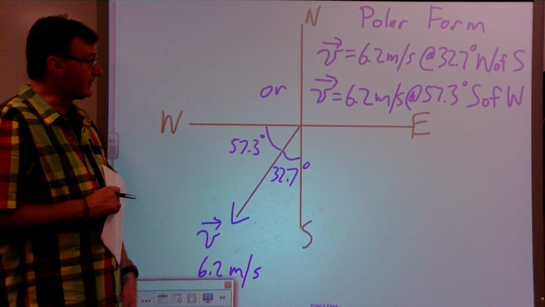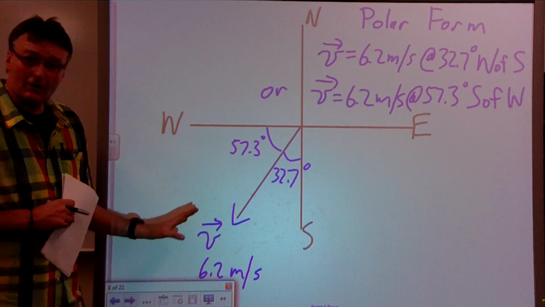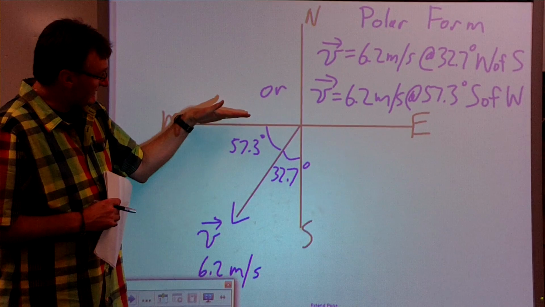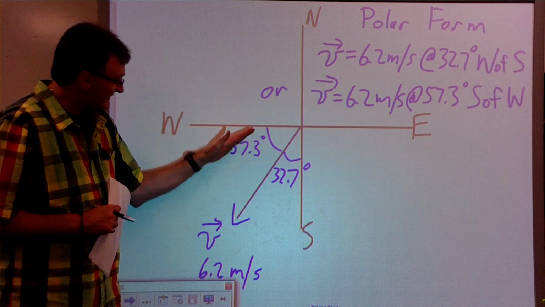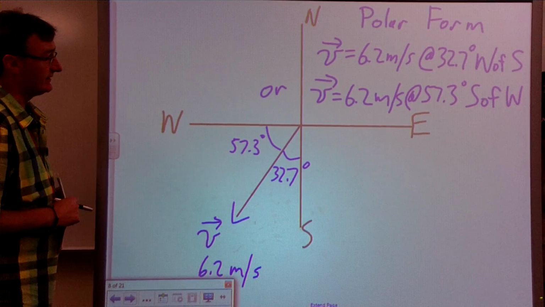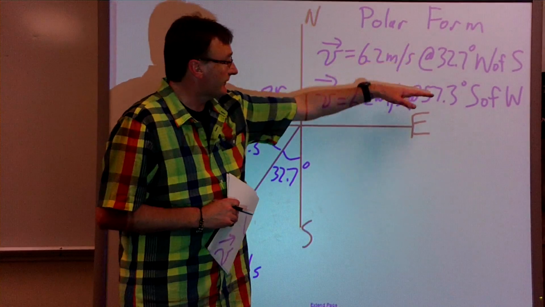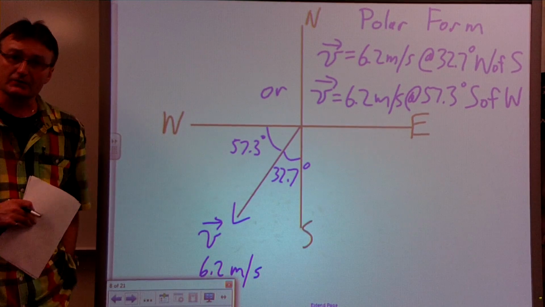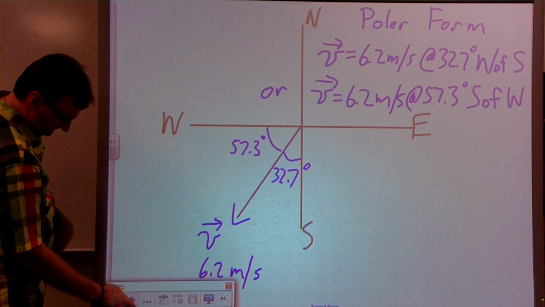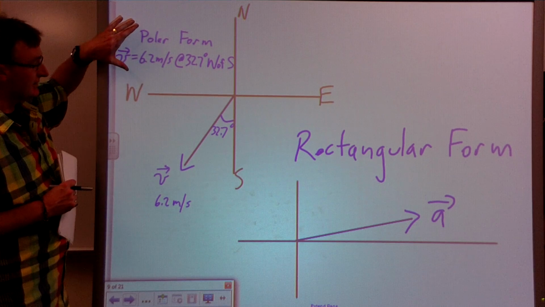And so it would be equally as correct to say that this velocity vector could also be expressed as 6.2 meters per second, 57.3 degrees south of west. And that would also be indeed correct. So these two vectors are identical. We're just using different reference angles in order to describe their direction, but either one is correct. So here's polar form.